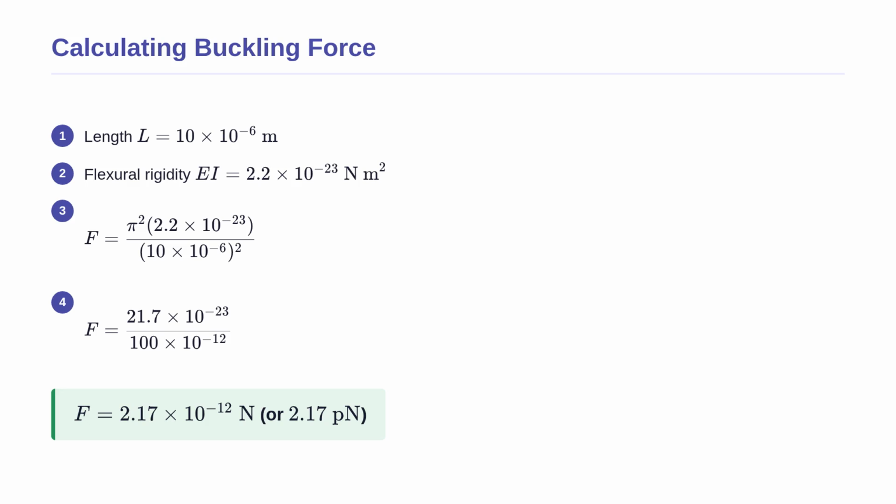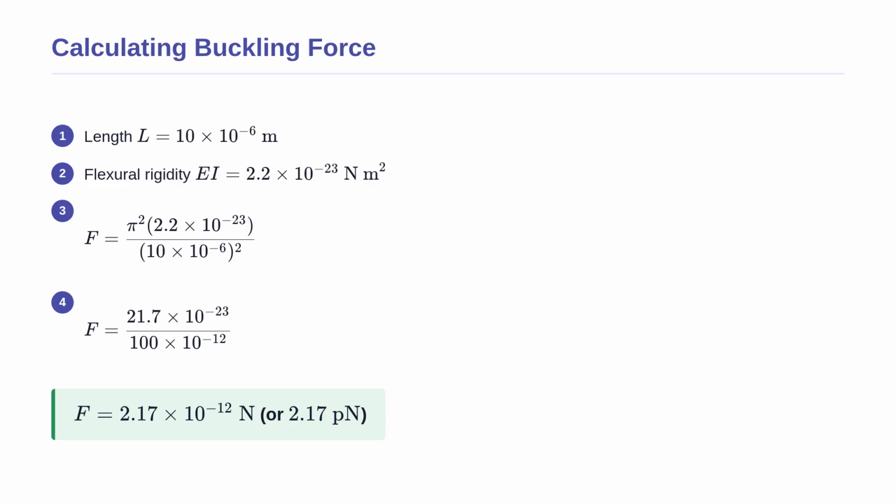Let us apply this formula to a real biological scenario. A biophysicist isolates a microtubule that is 10 micrometers long with a known flexural rigidity of 2.2 times 10 to the negative 23. We are asked to find the maximum compressive force it can withstand. We use Euler's formula because it directly calculates this failure point.